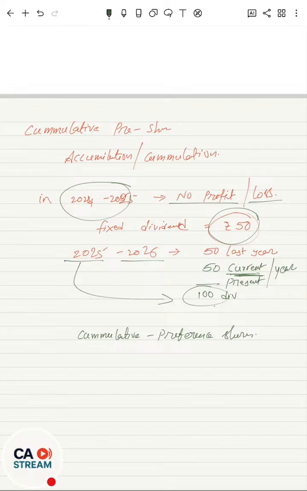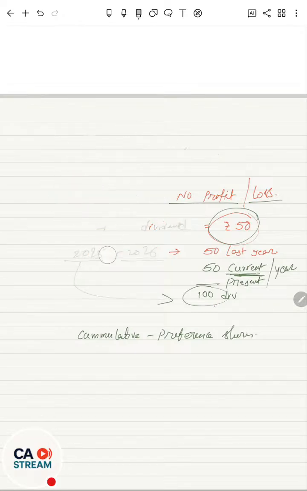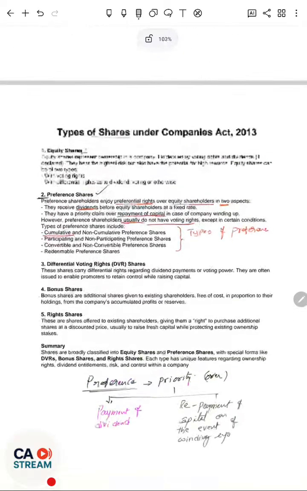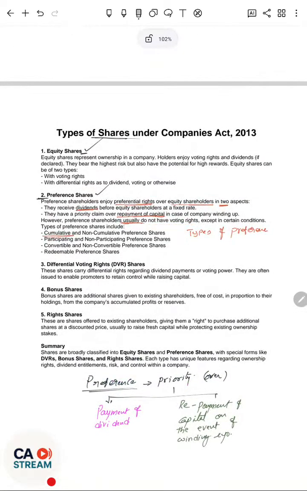If you ask me for a bottom line or single line answer, cumulative preference shares means that if the company fails in any year to pay the dividend, because it is a fixed rate of dividend promised to the preference shareholder, that will be paid in the next year along with that year's dividend. That means it is accumulated. Now let me rub the board. That is the meaning of cumulative preference shares. Okay.